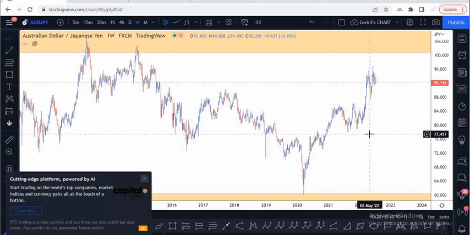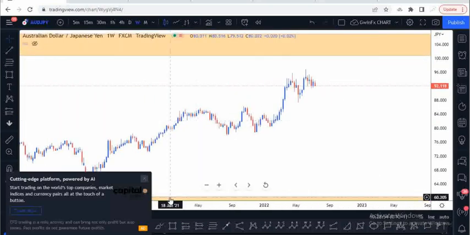So looking at this technically here, what can we identify? The first thing I can identify here is a structure such as this.